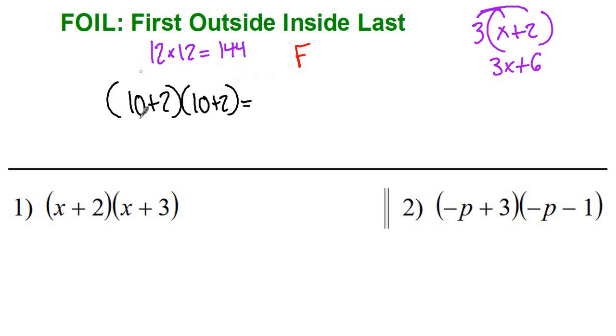So the first terms in each parentheses, well, 10 is the first one in that front parentheses, and 10 is also the first in that other parentheses. So we would multiply those, 10 times 10, and that equals 100. Okay, then let's keep going.